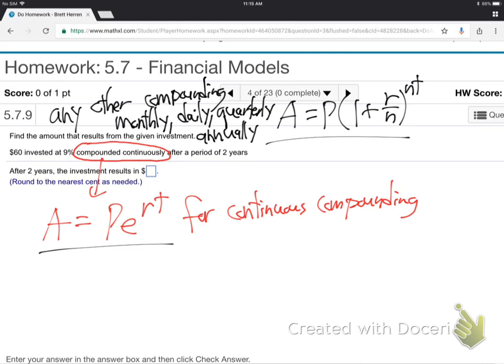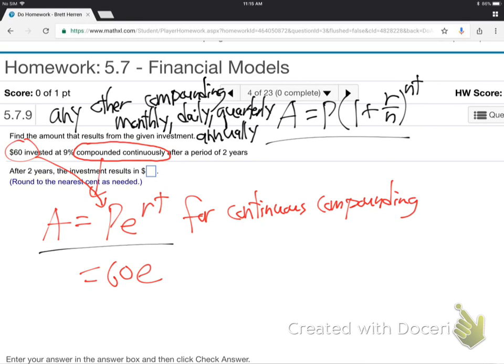All right, so continuous compounding, we'll use the PERT one. Here we go. $60 is invested. Where does the 60 go? That's the P, principal investment. E is just that special number. By the way, this is where E came from. Everyone wonders, what is that number E? You're almost ready to see calculus, you can really prove it. But E came from continuous compounding. So you guys understand the idea of continuous?